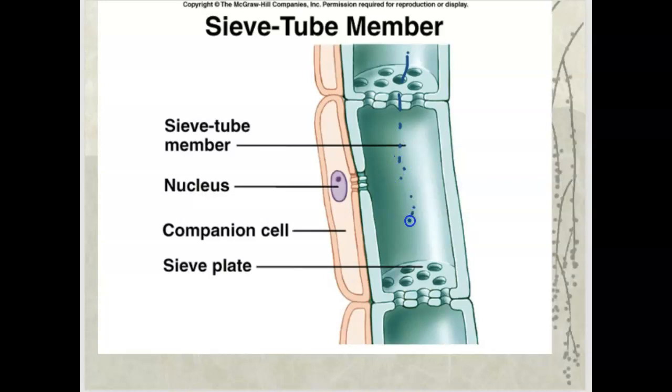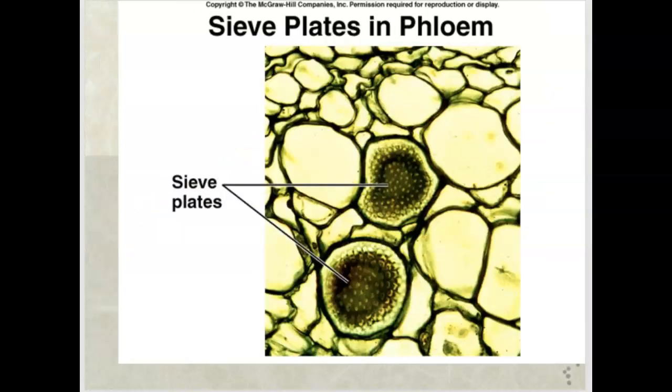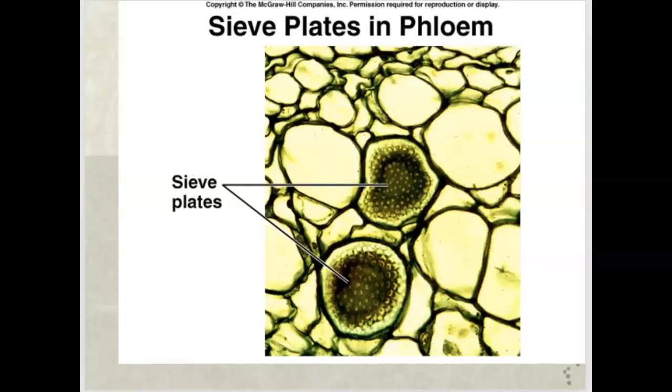The sieve tube members have these things called sieve plates, which act as little filters to trap and retain larger molecules, and then smaller molecules will just diffuse through the little holes or pores within the plates. So this is what actual sieve plates look like within phloem. They're just like little tubes that have filters on them to help filter out and trap and retain some of those nutrients and the sugars being produced, trapping them in different locations. All right, so that takes care of our vascular tissue.